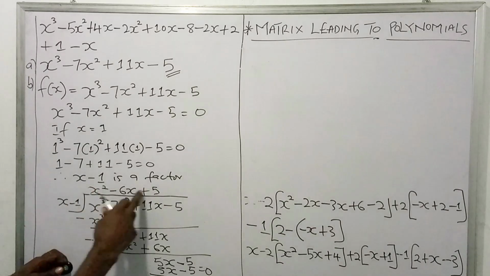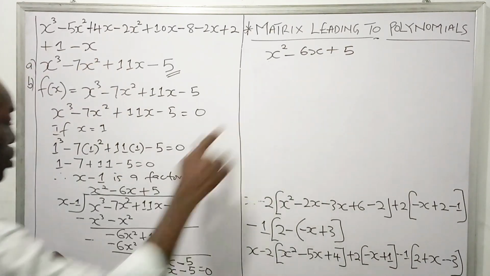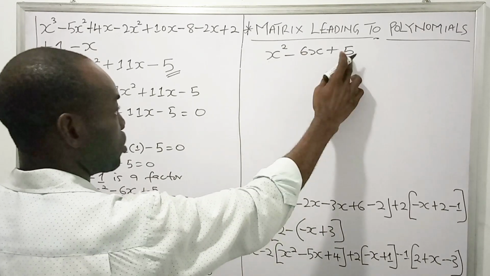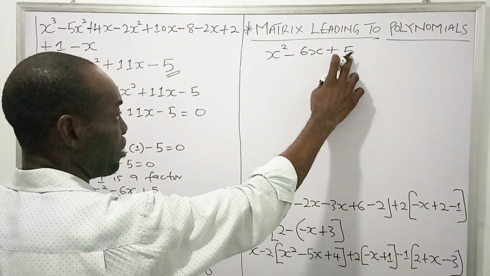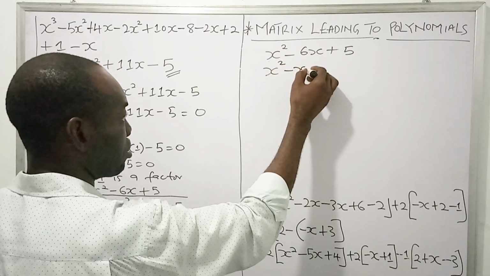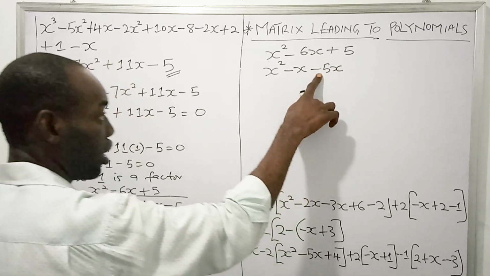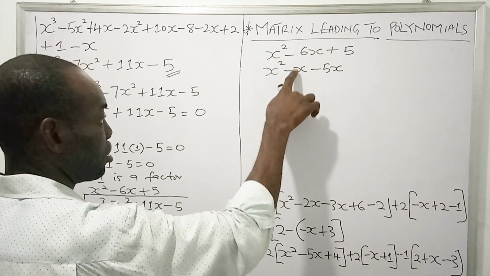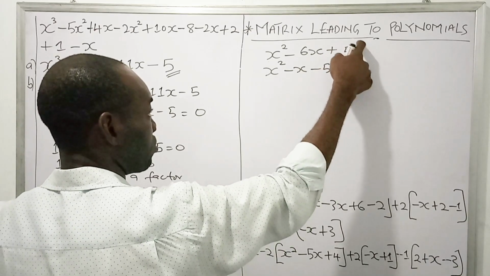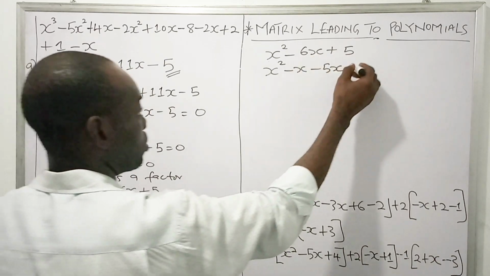So from this quotient we have here, which is x squared minus 6x plus 5, resolving that using the factorization method will give us the factors of this. The factors of 5 are 1 and 5. So we're going to use x squared minus x minus 5x. Minus 1 and minus 5 will give us minus 6. Then minus 1 times minus 5 will give us positive 5. So the factors of this constant here, which are 1 and 5, we use to replace the middle term. Then we have plus 5 here.